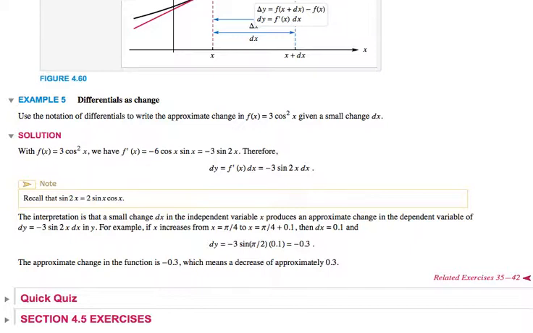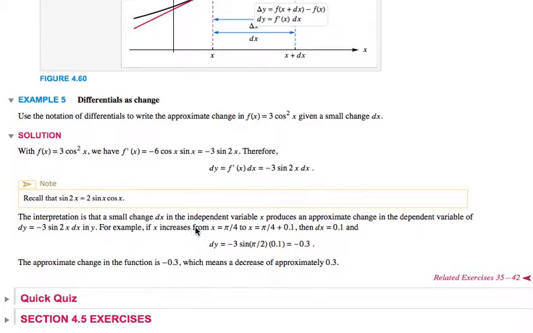So finally, example 5 asks us to use the notation of differentials to write the approximate change in 3 cosine squared x given a small change dx. So in this case, the derivative of 3 cosine squared x is going to be negative 6 cosine x sine x, or negative 3 sine 2x, using our trigonometric identities. So in this case, dy equals f prime of x dx, or dy equals negative 3 sine of 2x dx.